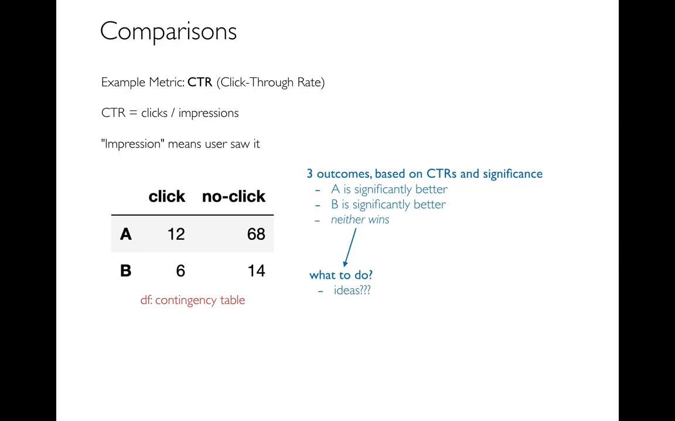Okay, so when I do these tests, there's really three outcomes I could get if I'm looking at both the metric, which is CTR, and significance. One is that A is significantly better, or maybe B is significantly better, or there's going to be a lot of cases where neither wins. And in that case, we have to think about what we are going to do. So maybe I'll just give you a moment to think about that yourself. What would you do in this situation where neither is statistically better? Try to come up with at least one idea.